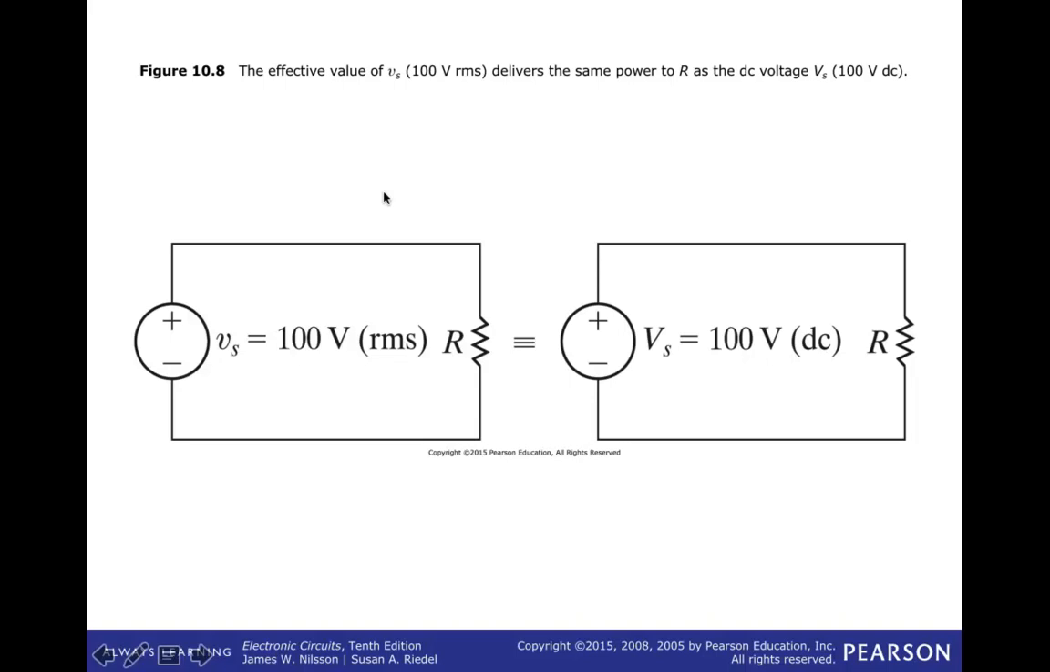The reason that RMS is significant is it's significant in terms of power. So if we have a 100 volt RMS voltage and a resistor in a circuit, that basically would be the equivalent power of a 100 volt DC source and a resistor in the circuit. So it gives us a way of understanding the equivalent DC power that an AC voltage source will deliver.